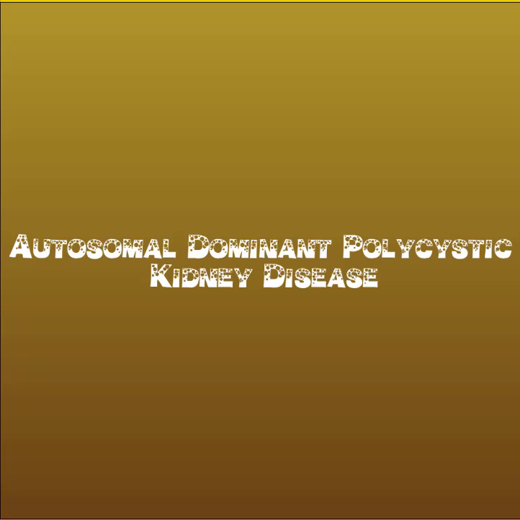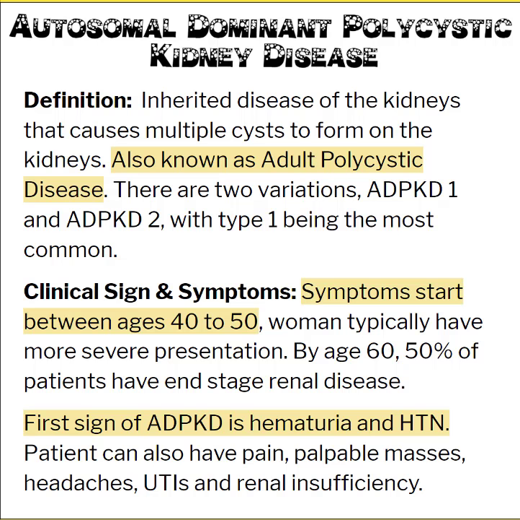All right, so let's switch over then to autosomal dominant polycystic kidney disease. Autosomal dominant polycystic kidney disease, again, is an inherited disorder. Because it's autosomal dominant, that means that one parent has to be exhibiting the disease, and they have a 50% chance of passing that disease then to their children. It comes in two variants, variant 1 and 2, and type 1 is the most common.